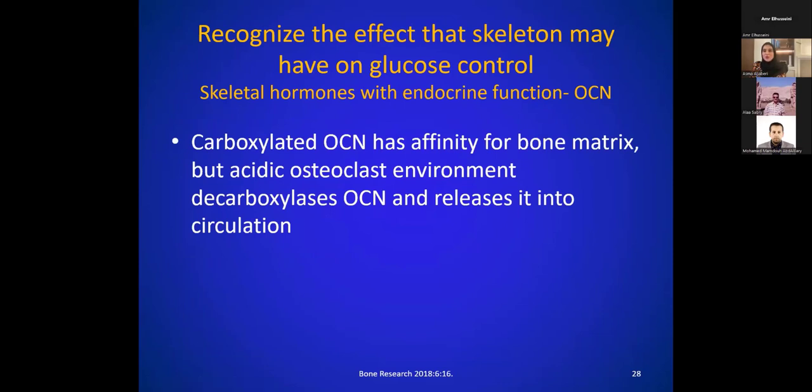Osteocalcin is a very important hormone which really helps in building the bone. The carboxylated osteocalcin has an affinity to the bone matrix. And when it gets to the acidic osteoclast environment, it is decarboxylated and released into the circulation. And that also helps in the building of bone. Next slide.